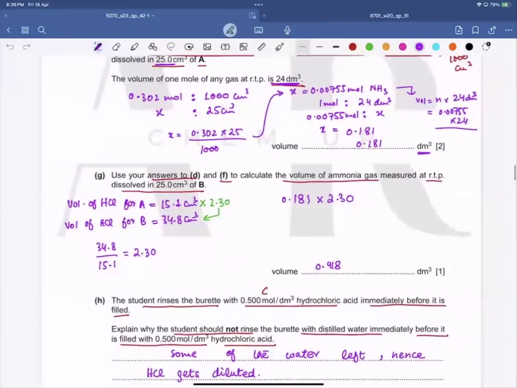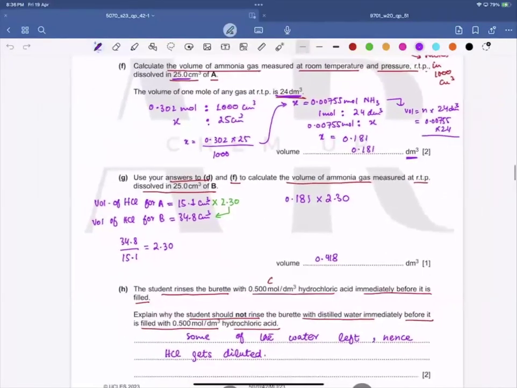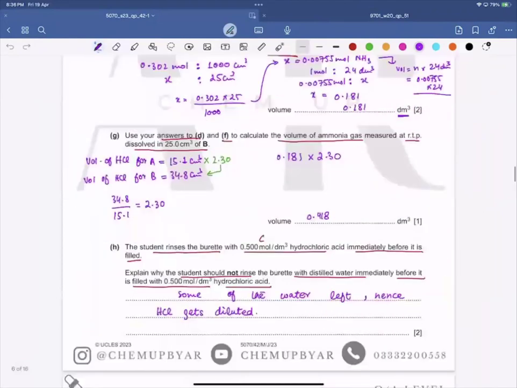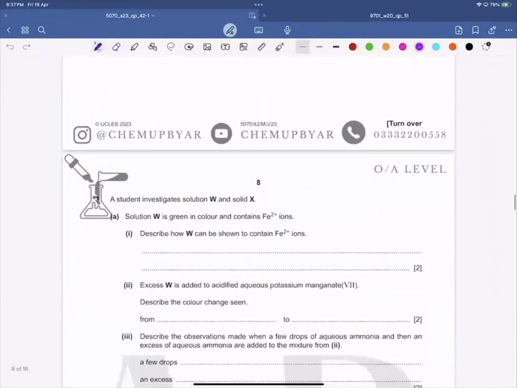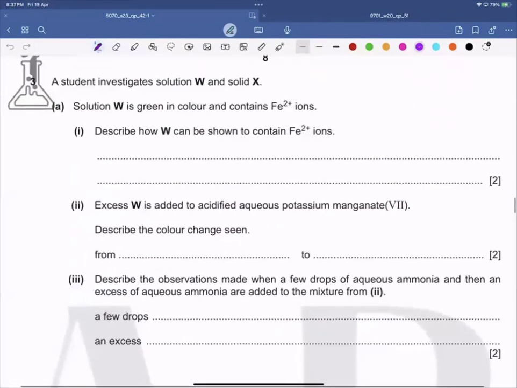So we were doing May June 23 paper 4-2, and we have completed the 2 questions in the last session. And today we are going to complete this paper. So let's move to question number 3. That question is basically based on the test of ions and gases. And for that, the examiner provides you the list of the tests for cations and anions and the tests for gases at the end of the paper.